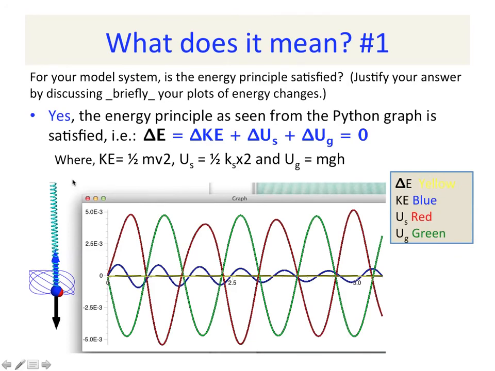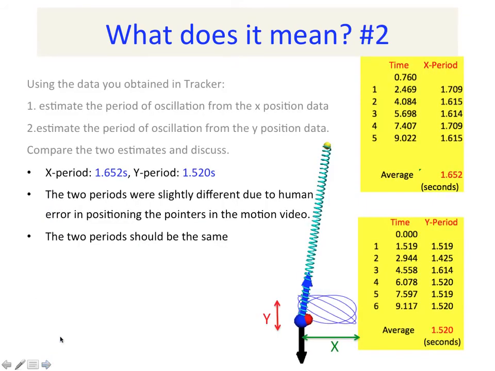So what does it mean? Well, yes, the energy principle as seen from the Python graph is satisfied. The sum total of the kinetic energy, the spring potential energy, and the gravitational energy equals zero. And what does it mean too? Based on the tracker information, we came up with two different periods. This could be due to measurement or human error, but both periods should be the same.